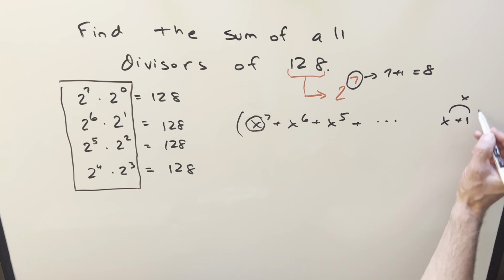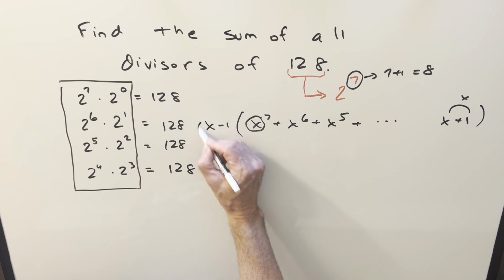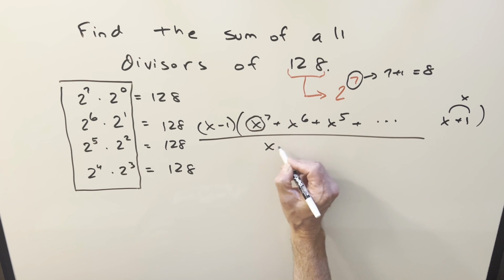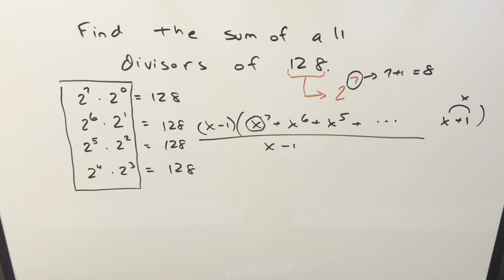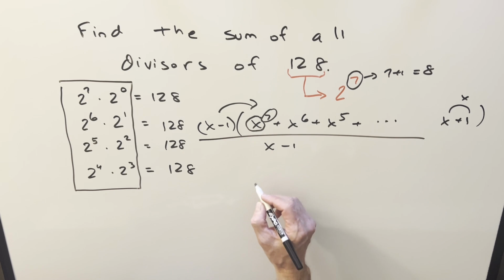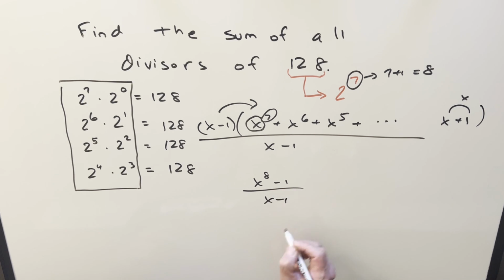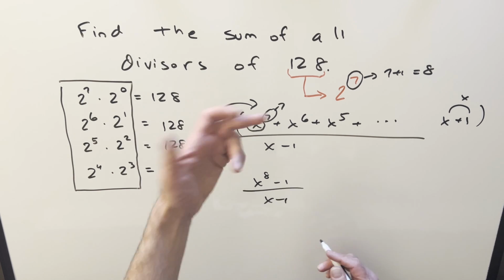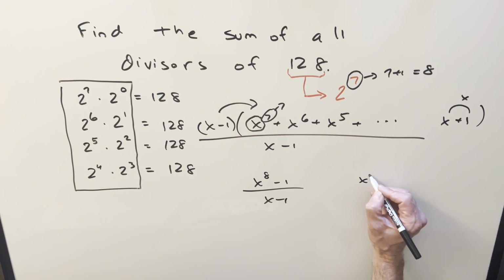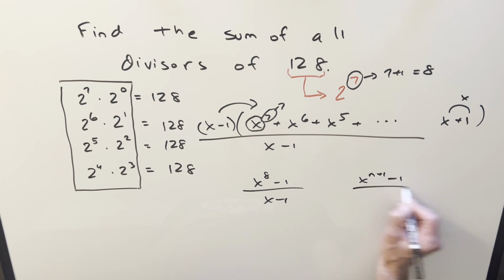What I can do with this is multiply by 1, in the form of x minus 1 over x minus 1. If you distribute out this numerator, regardless of what the exponents are, in this case it's going to turn out to be x to the 8 minus 1 over x minus 1. But in general, without knowing what the exponent is, it's going to be in the form x to the n plus 1 minus 1 over x minus 1.